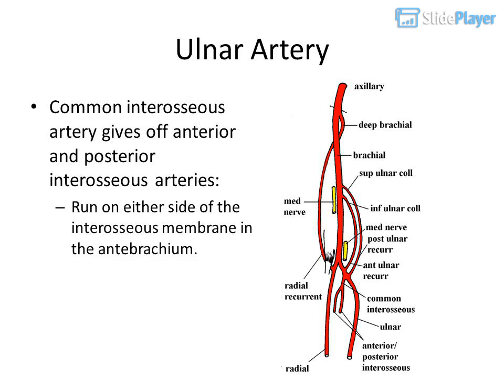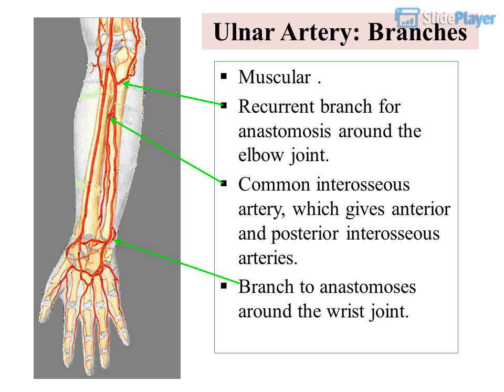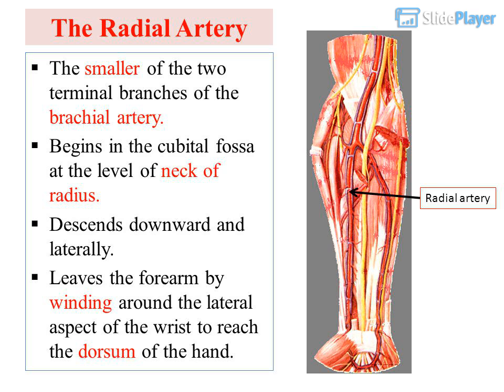Ulnar artery. The common interosseous artery gives off anterior and posterior interosseous arteries, which run on either side of the interosseous membrane in the antebrachium. Ulnar artery branches: muscular, recurrent branch for anastomosis around the elbow joint, common interosseous artery, and a branch to anastomosis around the wrist joint.